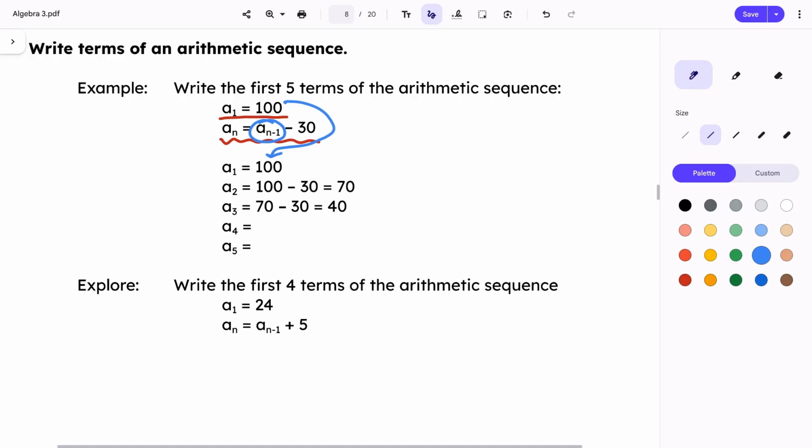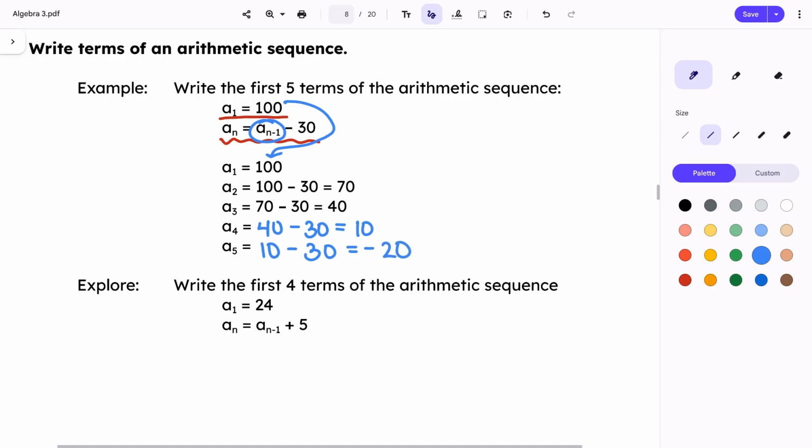They want me to find the first 5. The first one's 100. The next one would be 70. Then I would take 70 and subtract 30. That's how I get 40. The next one then would be 40 minus 30, which is how much? 10. And then the next one would be 10 minus 30, which is negative 20.